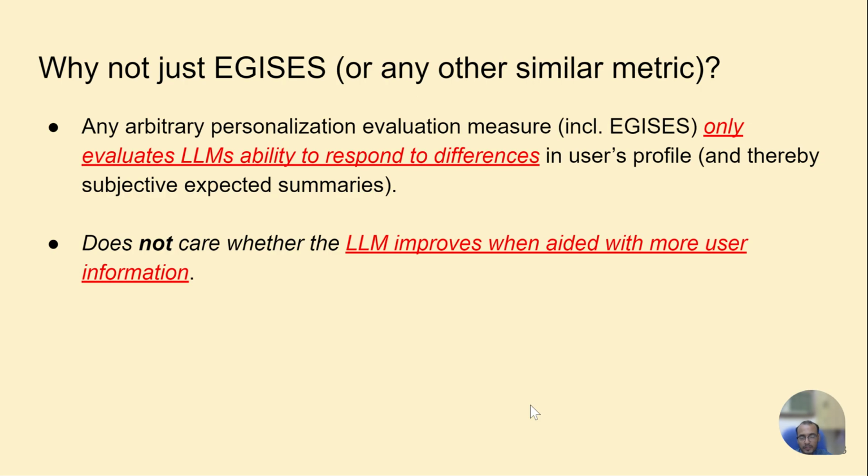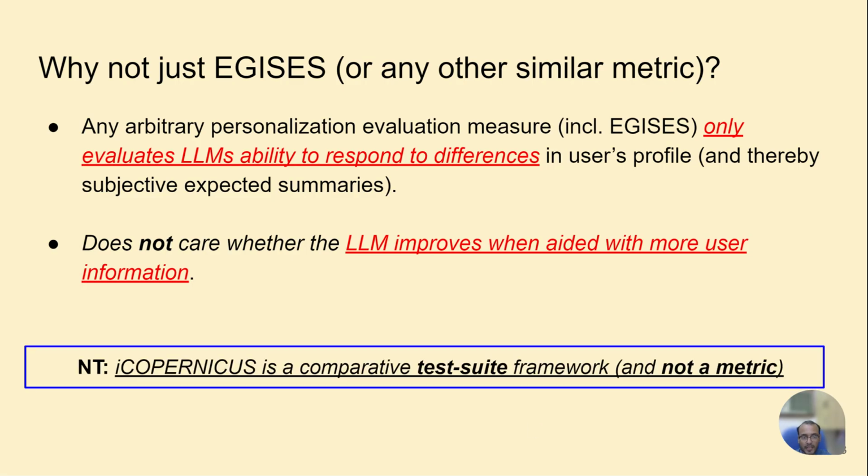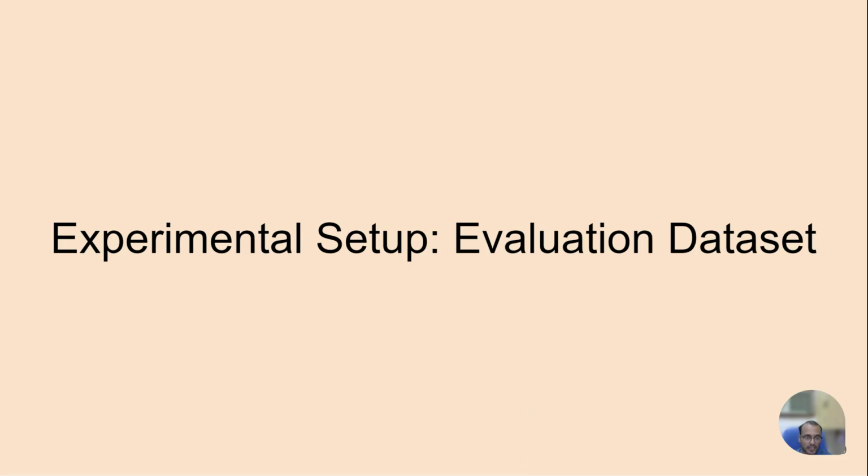And why not just simply EGISES? Because all these sort of personalized evaluation measures would evaluate an LLM's ability to respond to differences only in terms of the user's profile, and they would not be able to understand how LLMs improve when aided with this additional information. So just to make sure that we understand, iCopernicus is actually not a metric but a test suite framework, and thereby utilizes EGISES as the comparative metric.